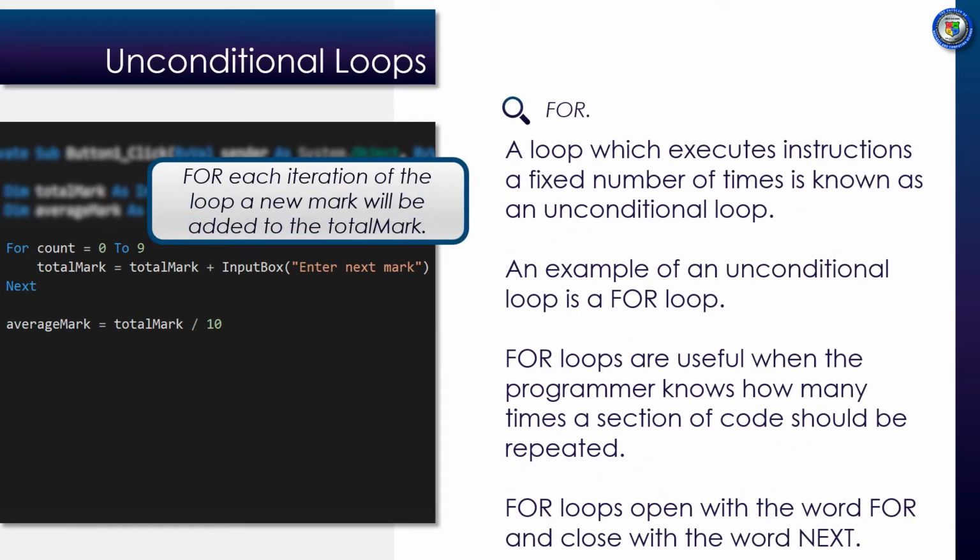In this example, we see a for loop. This is a type of unconditional loop. This type of loop will execute instructions a fixed number of times. In this example, 0 to 9, which will total 10 times. We use this type of loop when we know how many times we want instructions to be executed or repeated. These loops open with for and close with the word next.